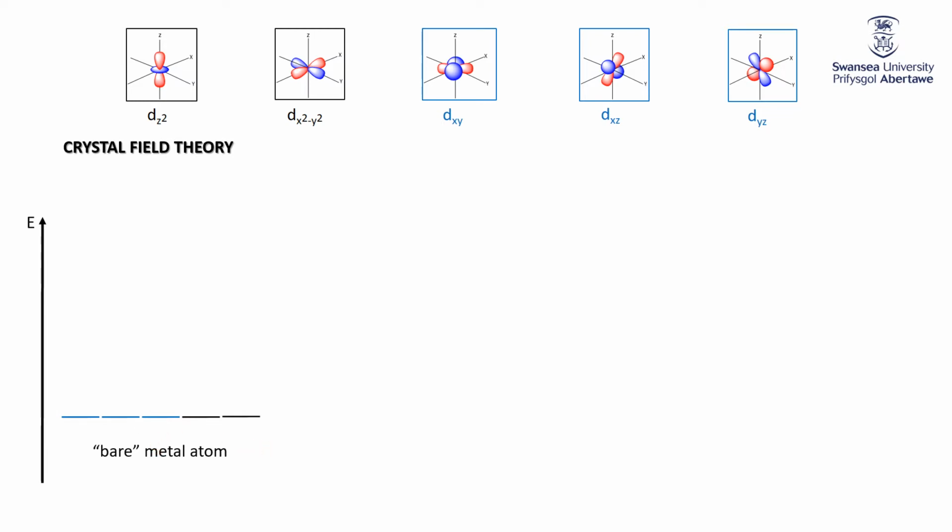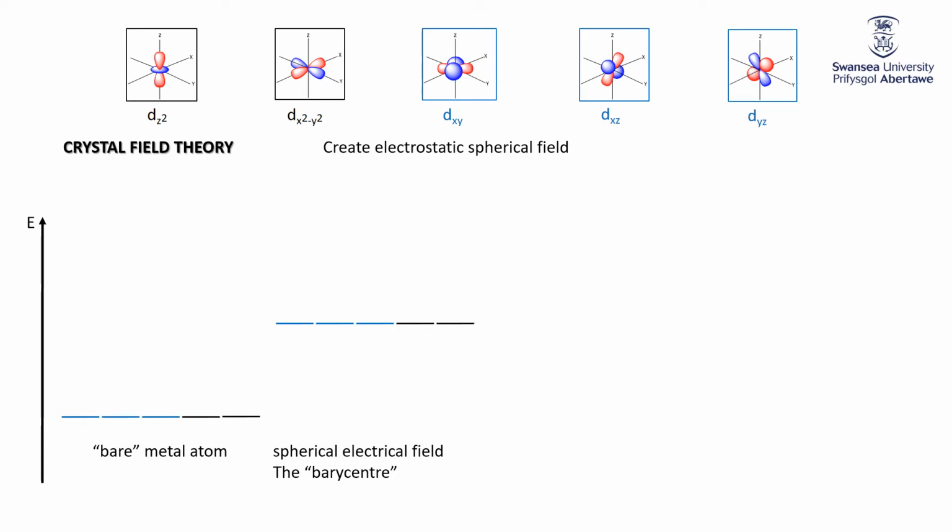Okay, now in crystal field theory, we pretend that around that atom there's a spherical electrostatic field that is repelling the electrons on the atom. Of course, if it's a spherical electrical field, which we call the barycenter, there's nothing special about that, it just means the middle of a big thingy. So we raise the energy. There are the energies of the d orbitals in our imaginary spherical electrical field, raised a little bit because of the repulsion.